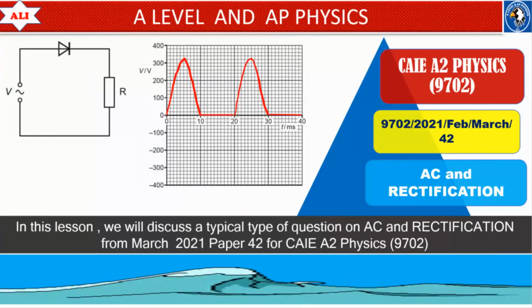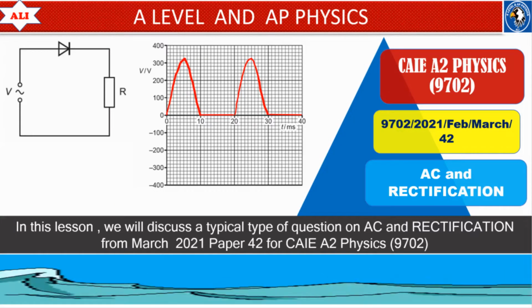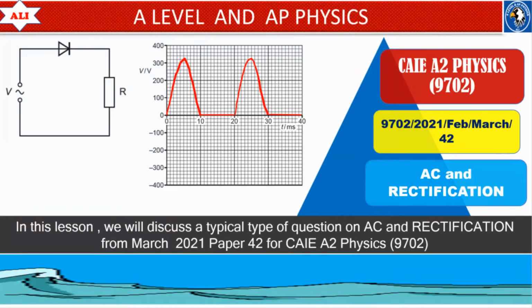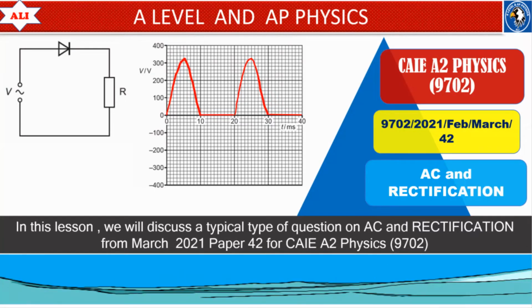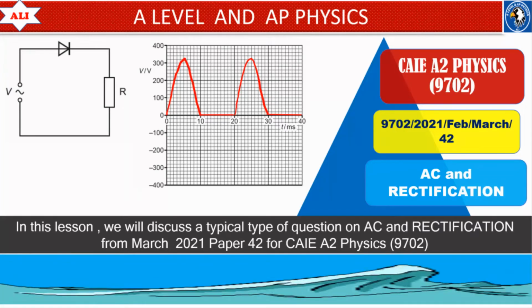In today's lesson, we will discuss a typical type of question on AC and rectification from March 2021, Paper 4, Variant 2. In this class, we will discuss some very important concepts about alternating current and rectification. And those concepts are most frequently asked in past papers.